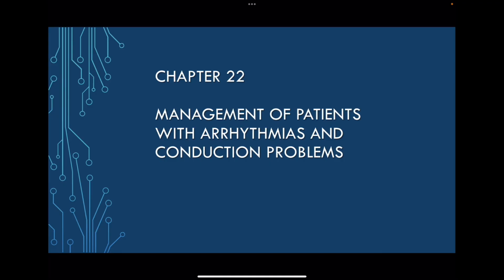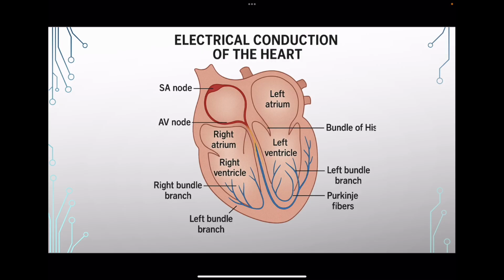All right, so let's start with the electrical conduction of the heart. In a normal patient, your electrical signal starts in the SA node. Once it generates from the SA node, it flows down to the AV node, which would typically be right here. And then it'll flow through your bundle branches and your Purkinje fibers, right?